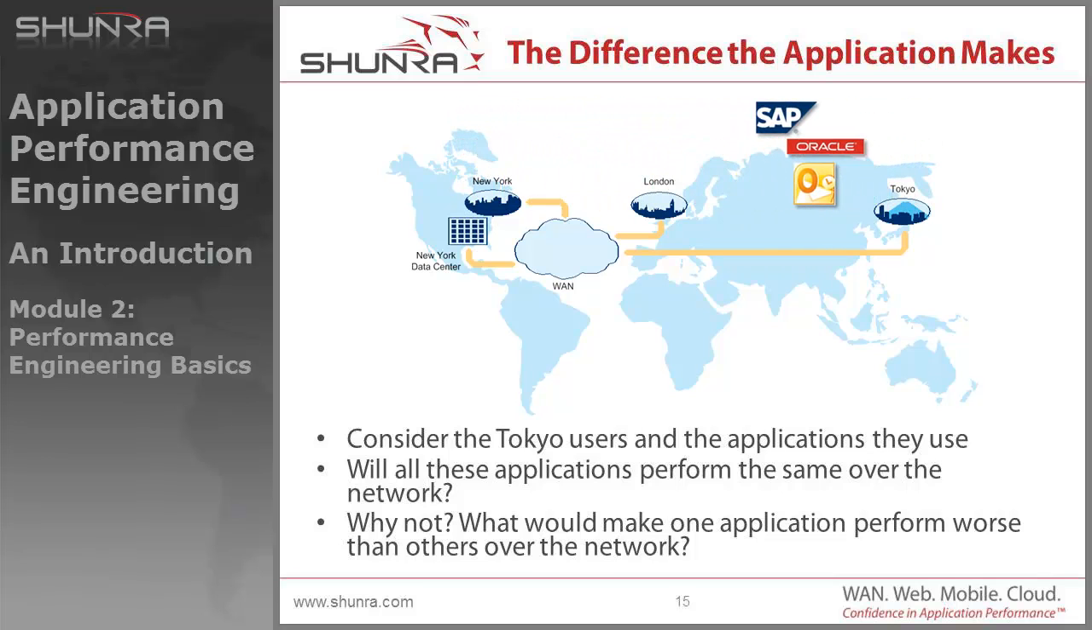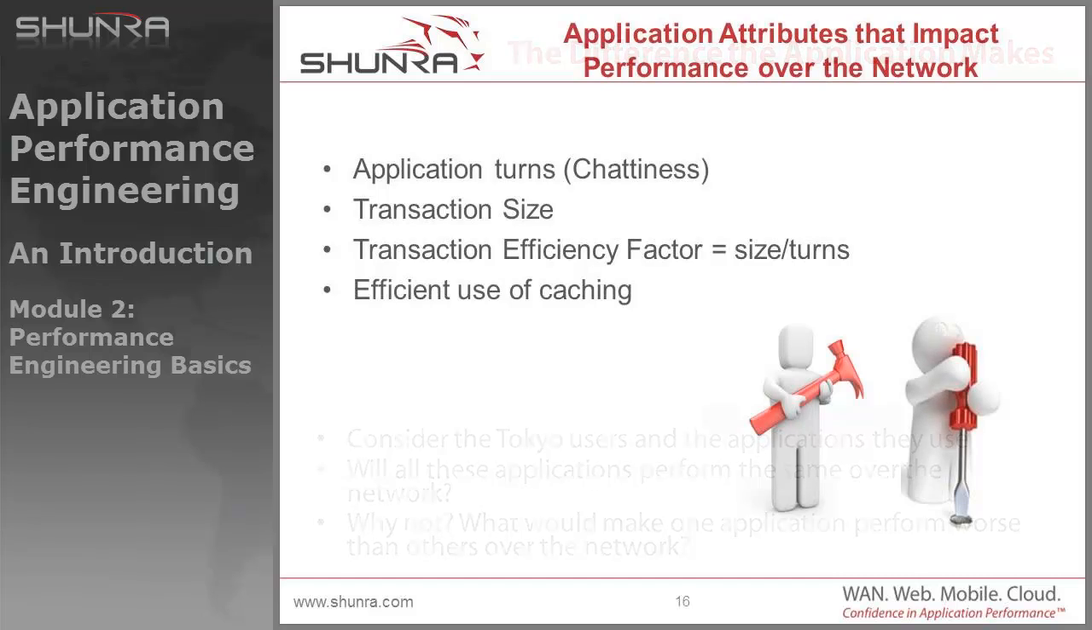the same. What we're going to do today is examine a couple of principles of how an application being developed to work over a wide area network can affect the way the application works over the wide area network. What I'd like to do is talk about two of those main principles or characteristics. One being application turns, also known as application chattiness. The other being application transaction size.